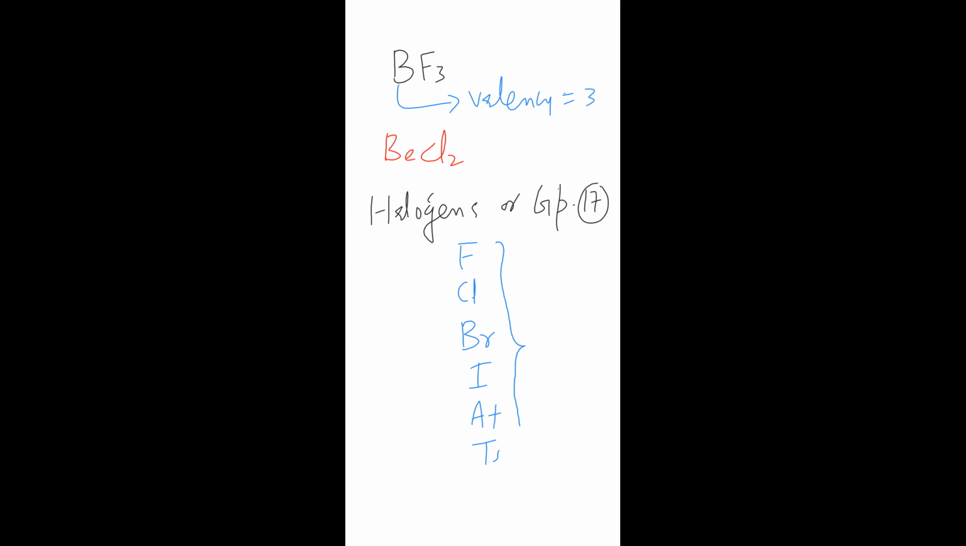And why are they known as halogens? Halogen actually means salt forming. So they form salts, isn't it? Can you tell me the formula of common salt? NaCl, rock salt. Yes, exactly. Rock salt, that is your sodium chloride, isn't it?